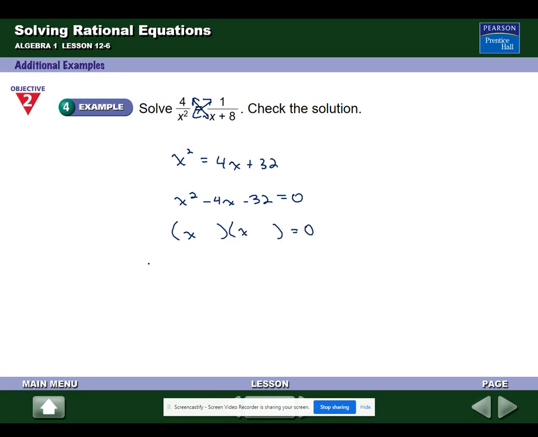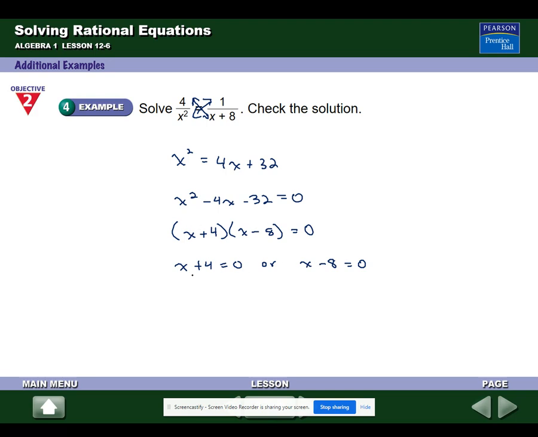The easy numbers to go to for 32 would be 4 and 8. And in fact, 4 and 8 are different by 4. So that's what we want. This one would be minus. This one would be plus. x squared minus 8x plus 4x would give me negative 4x minus 32. Okay, so x plus 4 equals 0, or x minus 8 equals 0. You may not need this step. A lot of you can probably look right here and go, okay, negative 4. Negative 4 is going to cause this to be 0. Positive 8 is going to cause this to be 0.